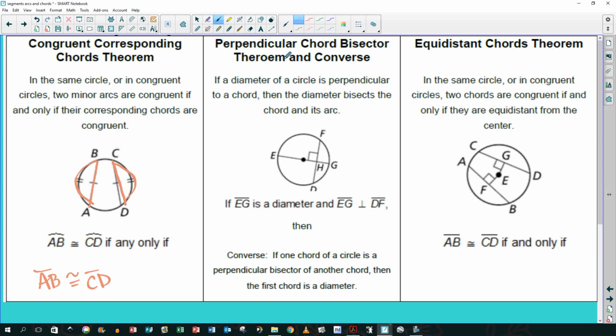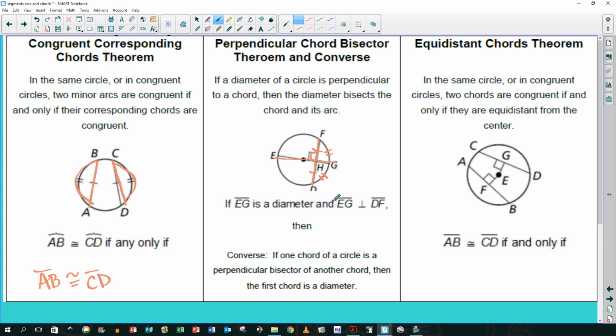And then you have one called the perpendicular chord bisector theorem, and its converse. If a diameter of a circle is perpendicular to a chord, it bisects the chord, so this is congruent to this. It also bisects the arc, so that arc will be congruent.